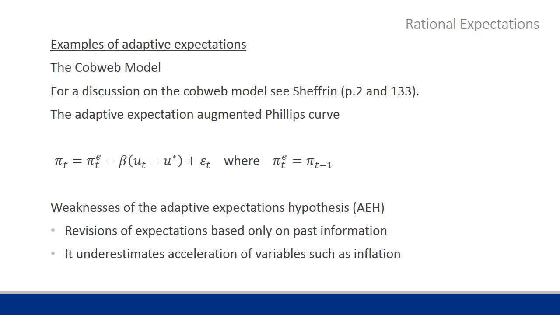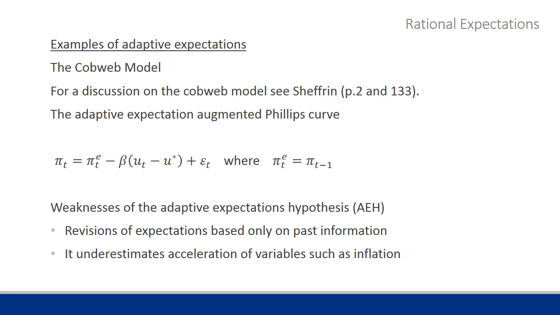We can look at examples of adaptive expectations. One is the cobweb model, and there is a good discussion of this, how there is some mistake made by the farmer who takes his corn to market in each period. First of all, he oversupplies, and that causes a price drop. The price drop then causes him to undersupply in the following period, and we get a price increase, and gradually we work towards equilibrium. And you can see that in the book by Schefrin on page 2 and page 133.